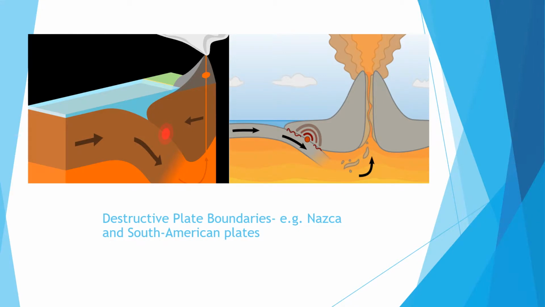Destructive plate boundaries have previously been explored in other lessons. However, today we are going to do a quick review of destructive plate boundaries before beginning to study passive plate boundaries in detail. So when plates collide, the crust is destroyed.